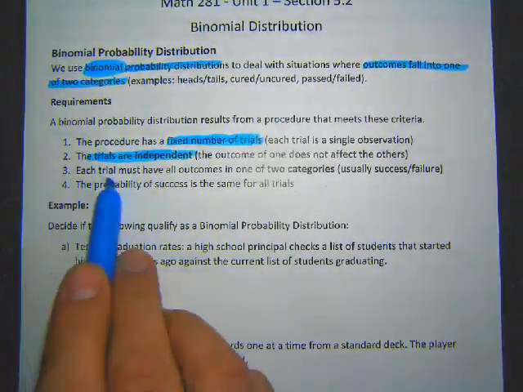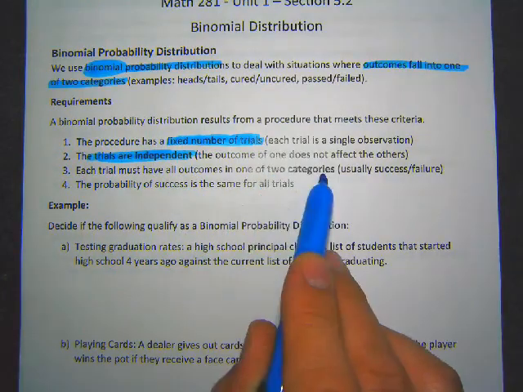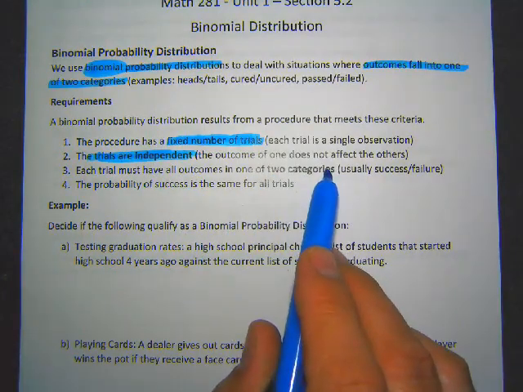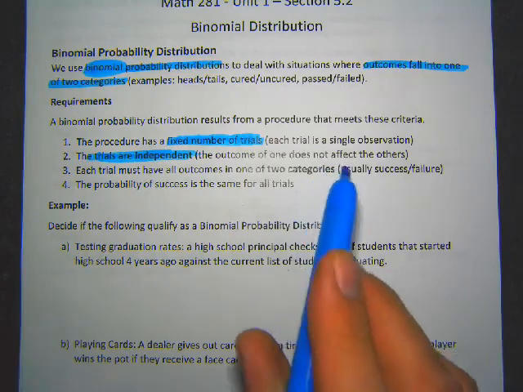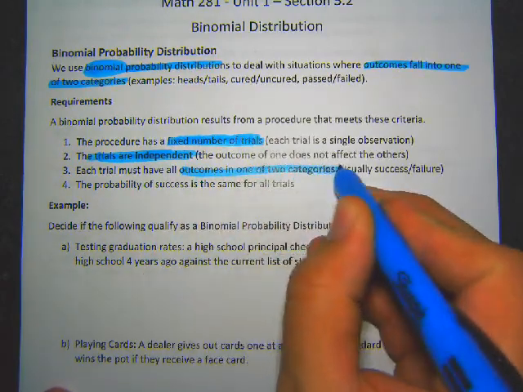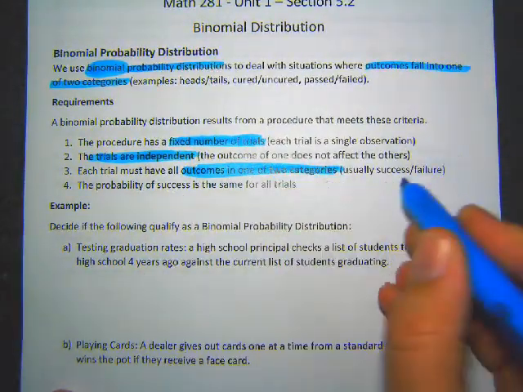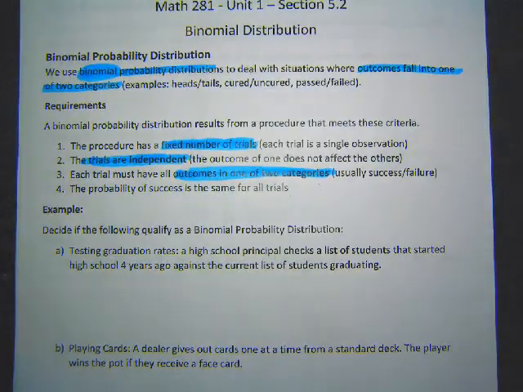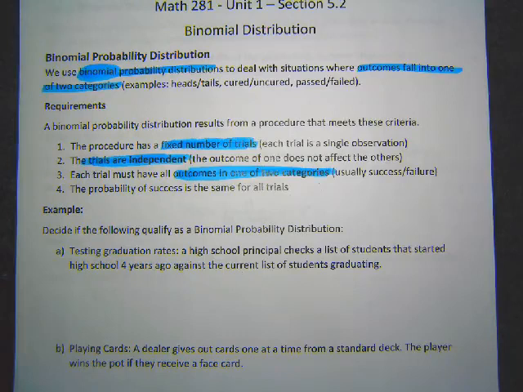Next thing, each trial must have all outcomes in one of two categories. As we said earlier, it has to be only two options. You can't have more than two options. So outcomes fall into just two categories. The typical way of labeling these are success and failure, but don't let that mislead you, because you see success and failure, you think, oh, there's the good option and the bad option. Well, the success option is just what you're looking for.